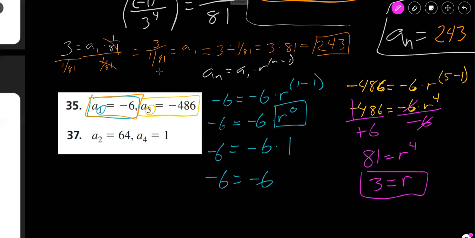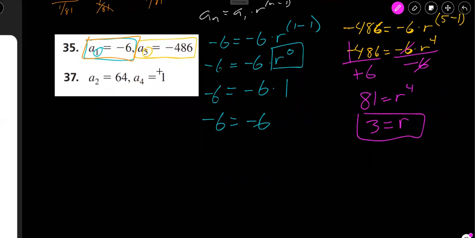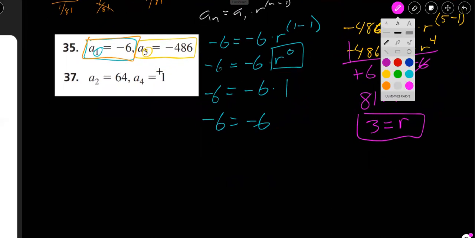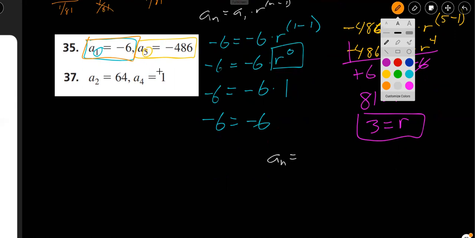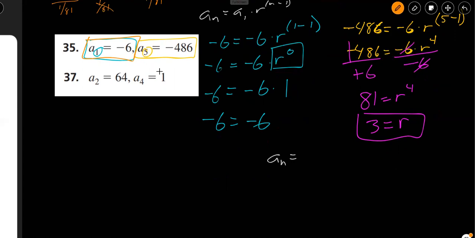So now I know my r value, and they actually gave us our A1 value at the start. It's kind of a weird problem, but now I can just fill in what I know to build my equation for any value I want to find. AN equals A1 times R to the n minus 1 power. All right. So that's 35.